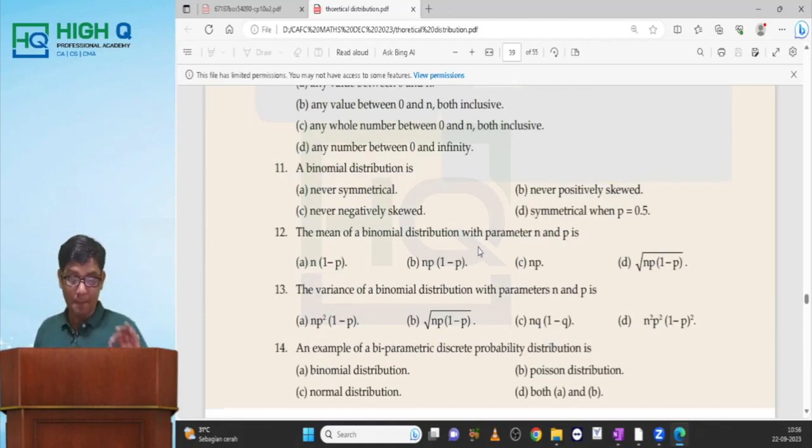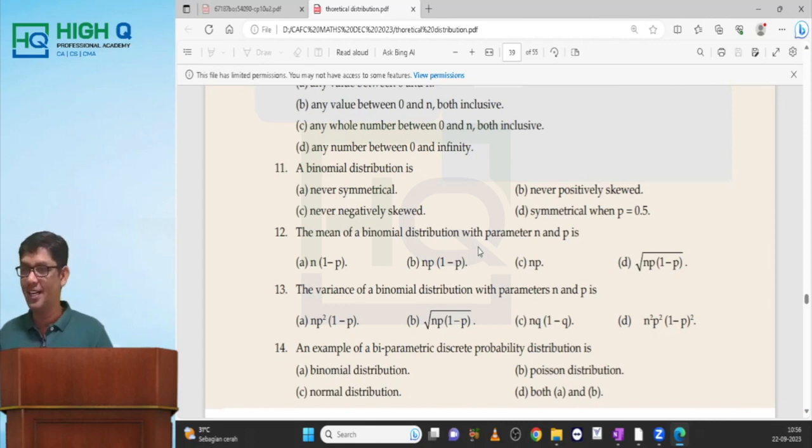Now, binomial distribution is never symmetrical, never positively skewed, never negatively skewed. Symmetric when p is equal to 0.5. It is symmetric when p is equal to q is equal to 1 by 2, which is 0.5. Is that right or wrong, my dear?